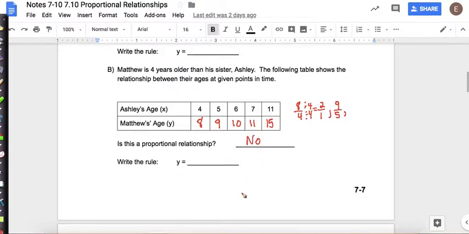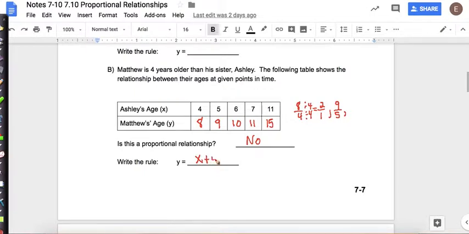No. Now let's see if we can come up with a rule here. How can I get from 4 to 8, 5 to 9, 6 to 10, 7 to 11, 11 to 15 using the same rule? Hopefully you're thinking I could add 4 to each x. So you're correct. So we would write the x first.